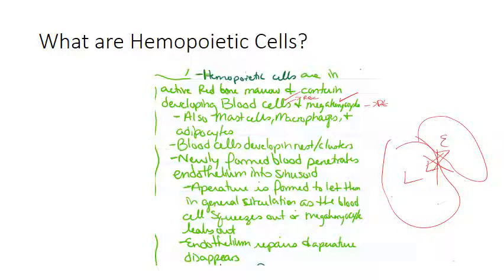So step one, the cell tries to get out. Here's the endothelium right here. It squeezes out. And we're going to draw the cell just finally coming out, and there's going to be a hole right here. And then number three, the cell is out. The hole starts to come back onto itself, and the cell is released.